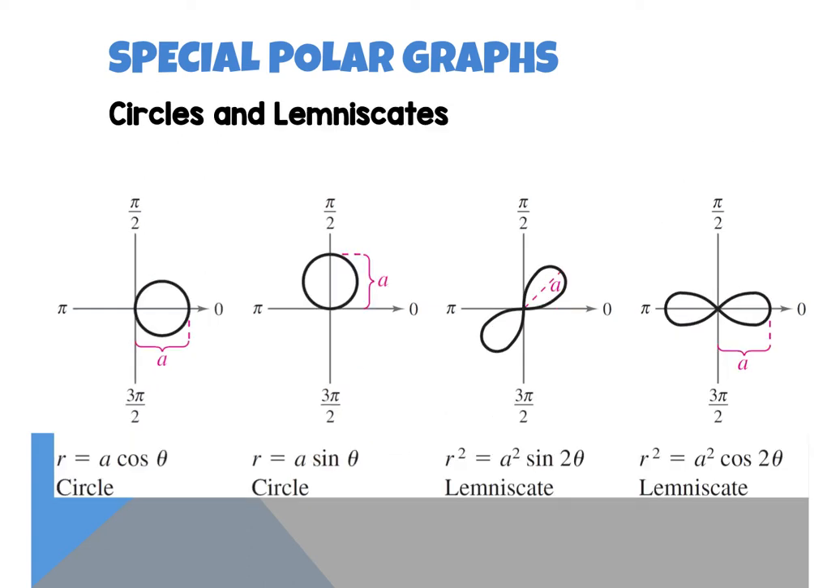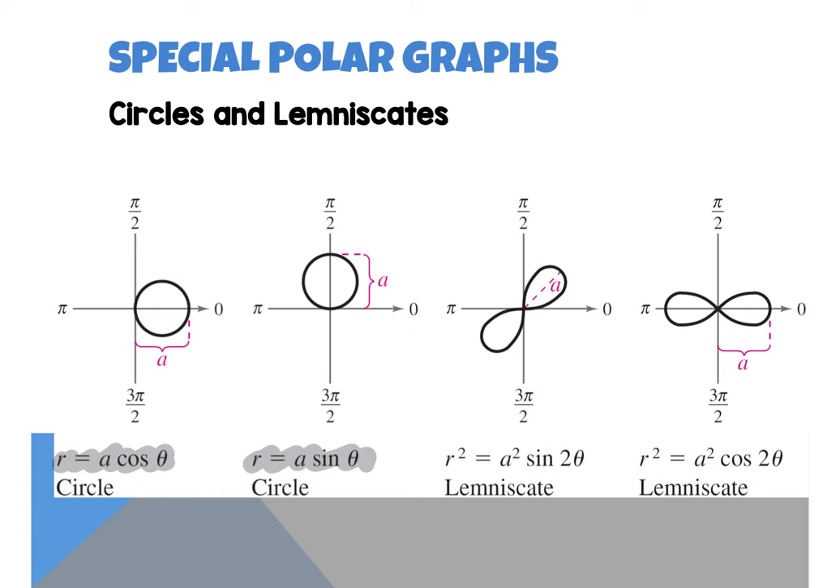Now we're at circles and lemniscates. So yesterday, the very first one we graphed is a circle. If you are not adding or subtracting anything to your sine or cosine, if you don't multiply the theta by a number and r is raised to the first power, that is a circle. So it can be r equals 5 cosine theta, r equals 5 sine theta.